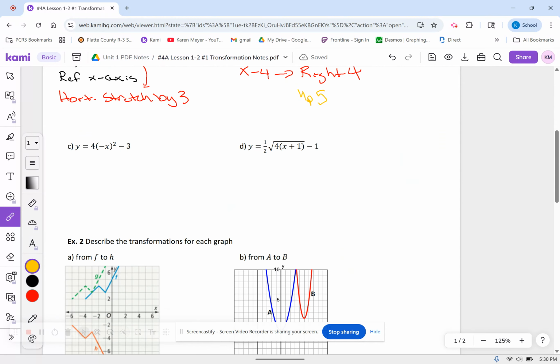So letter C, once again, type of function. I notice that I have a parentheses and a power of 2, so this is a quadratic. So the first thing I have is this 4 that's out in front. Anything that's outside of the function is going to be vertical. And this is larger than 1, so you would say vertical, which I'm going to abbreviate, stretch by exactly what it is, which is 4.